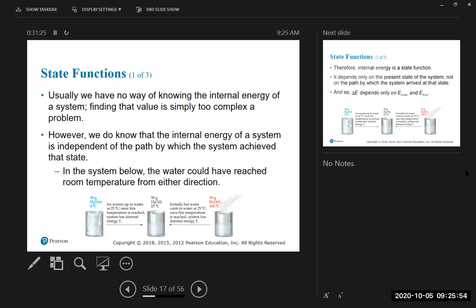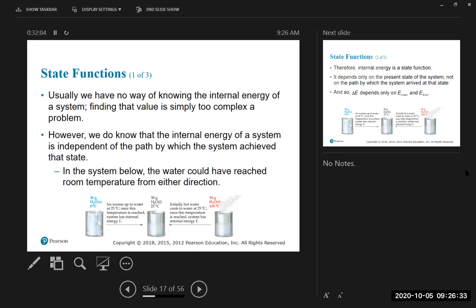We do know that the internal energy of the system is independent of how you got there, okay? So I think of it as, when I drive home tonight, there's a bunch of different ways I can get there. And no one really cares which way I go, as long as I wind up at home. That would be an example of a state function. You know where I started here at school, and then I wound up at home, but how I got there really wasn't that important.